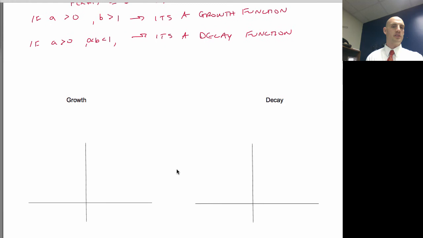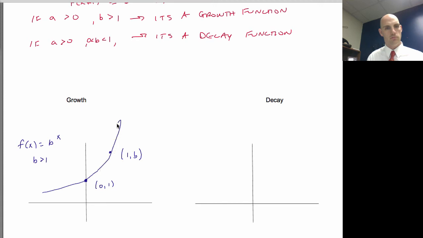Okay, so what do these growth models look like? Well, if I've got f of x is equal to b to the x, and this would be b is greater than 1. It's going to go through this point here, which is 0, 1. And it's also going to go through this point here of 1, comma, b. And it's going to go like this. Exponential growth, going up as x increases, y increases.